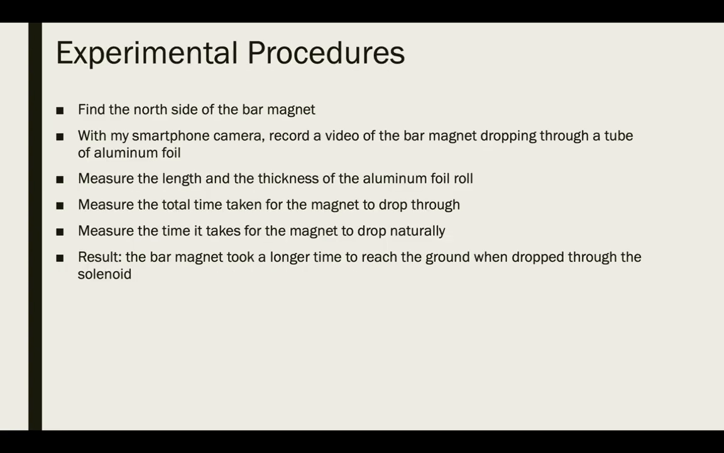The procedure for the experiment was first to find the north side of the bar magnet, and then with my smartphone camera record a video of the bar magnet dropping through a tube of aluminum foil. We then had to measure the length and thickness of the aluminum foil roll, and then to use those calculations to measure the total time taken for the magnet to drop through, and then also measure the time for the magnet to drop naturally. And as a result, the bar magnet took longer to reach the ground when it dropped through the solenoid.